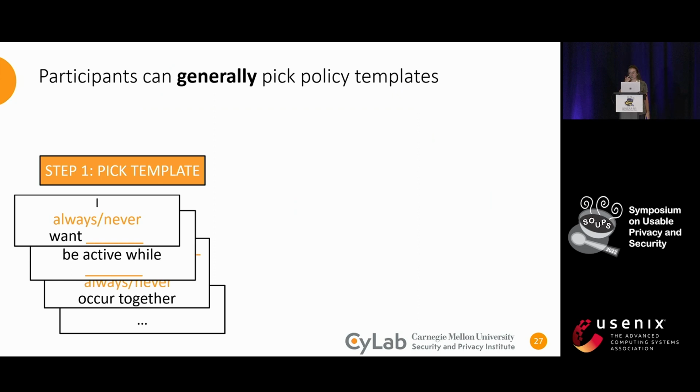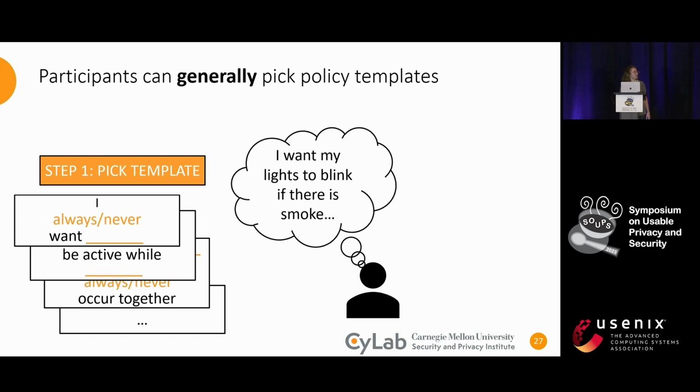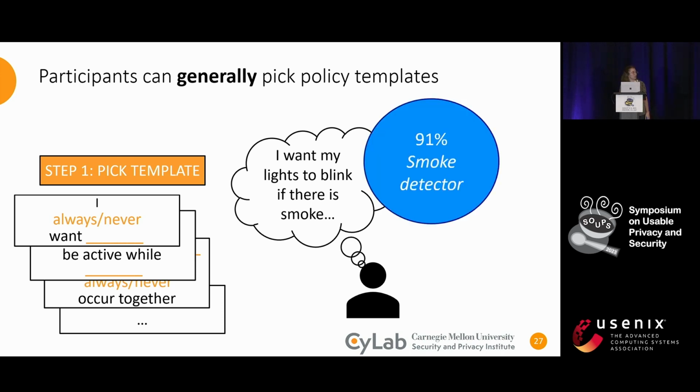And overall, we learned that participants could generally pick out templates. In one scenario, we told them that the goal was for the lights to blink to indicate that smoke is detected in the home, but it should only blink for that reason. And almost everyone, 91% of our participants, did pick an appropriate template for this situation.